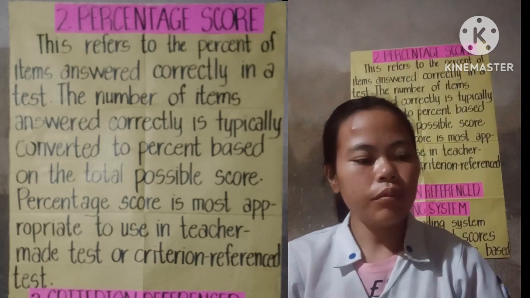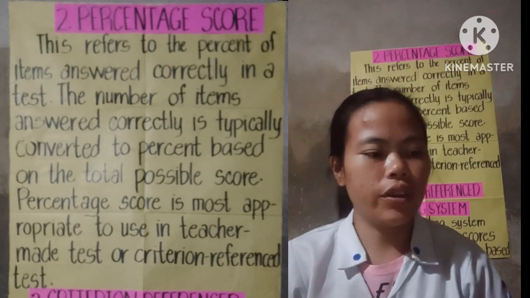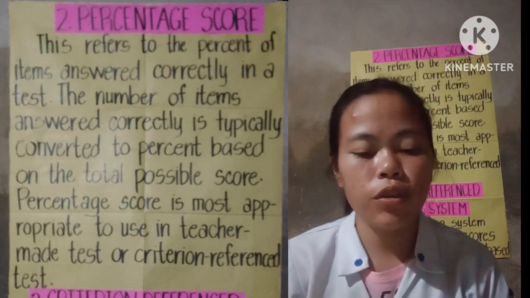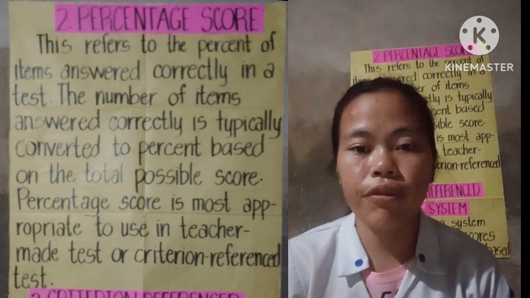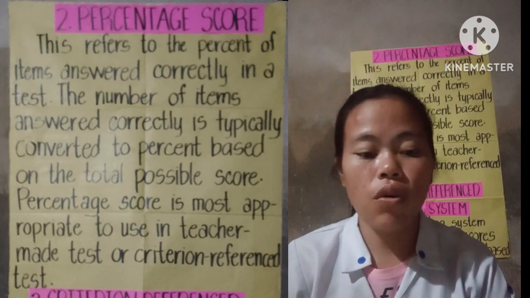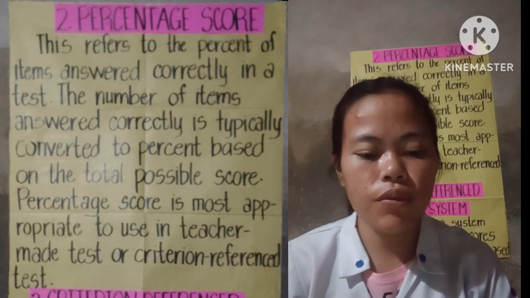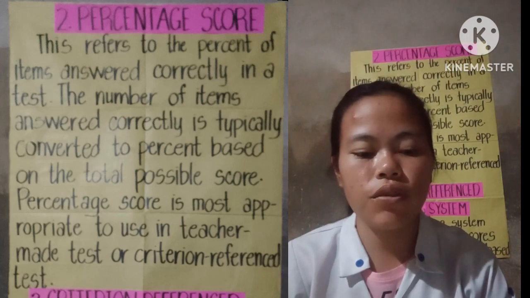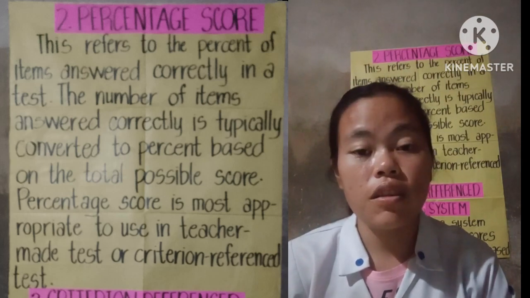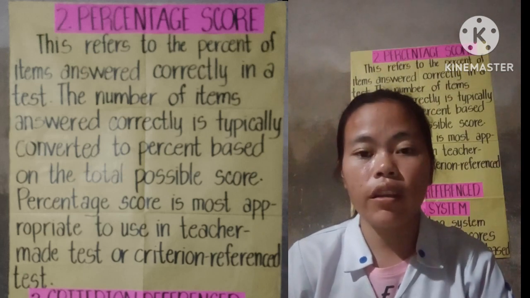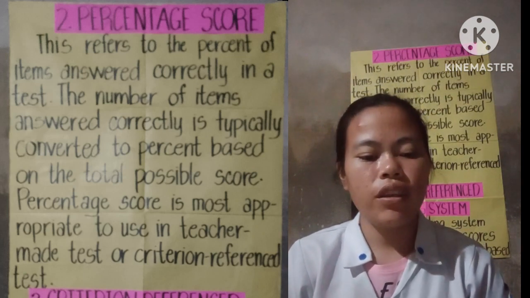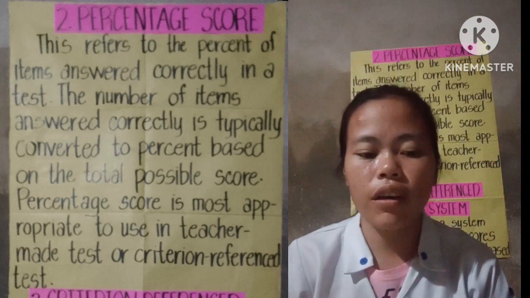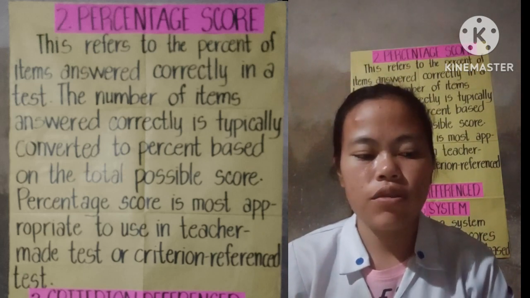So the percentage score is most appropriate to use in teacher-made tests or criterion-referenced tests. Percentage score is appropriate for a teacher-made test that is administered commonly to a class or to students taking the same course with the same content or syllabus. In this way, the students' test performances can be compared among each other in the class or with their peers in another section.